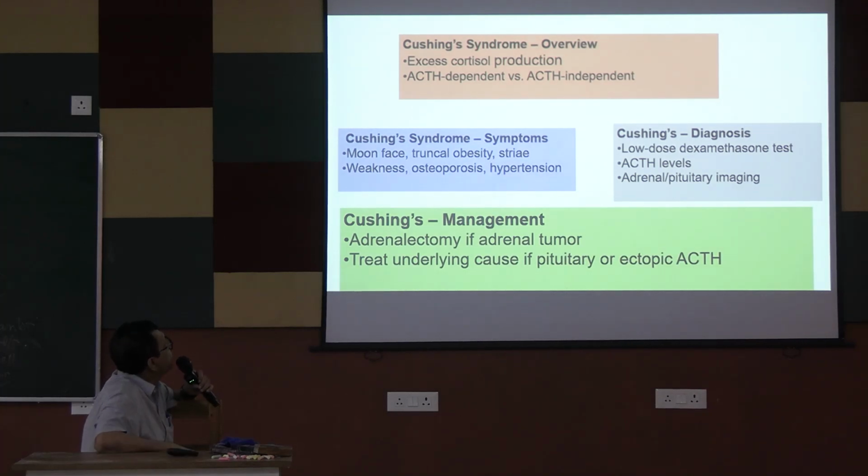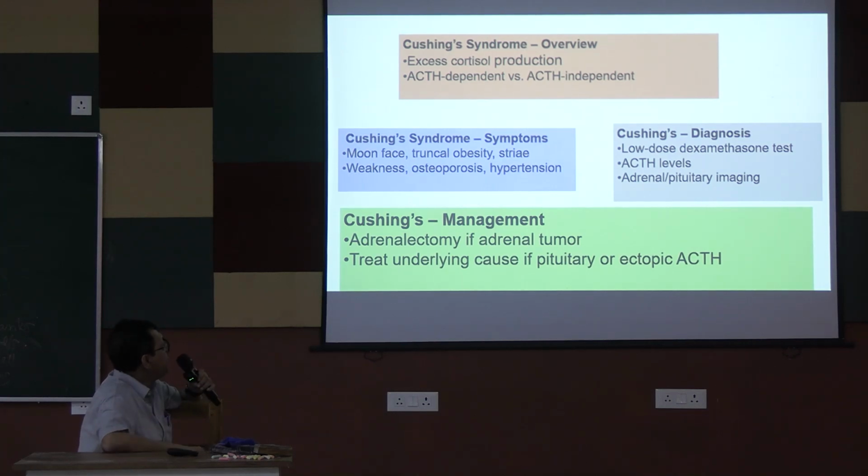Next is Cushing syndrome. It is due to the excess cortisol production, ACTH dependent versus ACTH independent, which I have discussed. You understood? And Cushing syndrome symptoms are moon face, truncal obesity, striae, weakness, osteoporosis, hypertension. Diagnosis is low dose dexamethasone test, assess ACTH level, adrenal and pituitary imaging. As I have said, to rule out, these are the investigations you need to do. This you will have to remember for your examination.